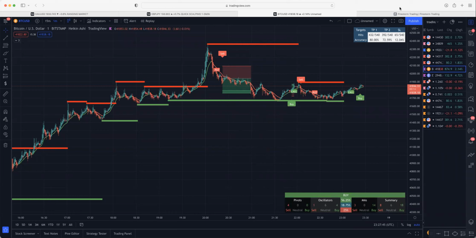So now we're going to go over an amazing indicator called the Firestorm FX 2.0. This is part of the Firestorm trading indicators.